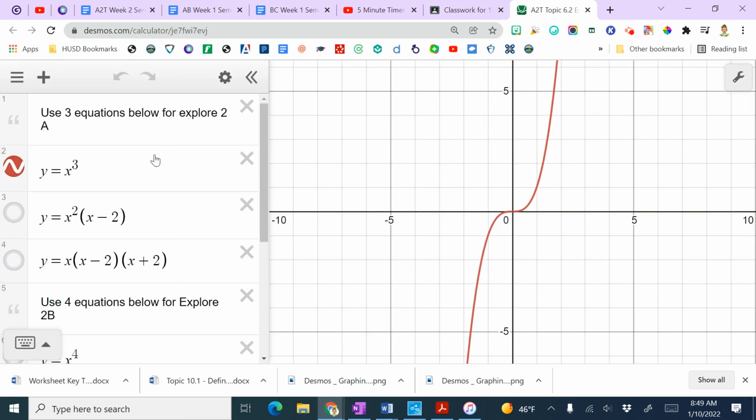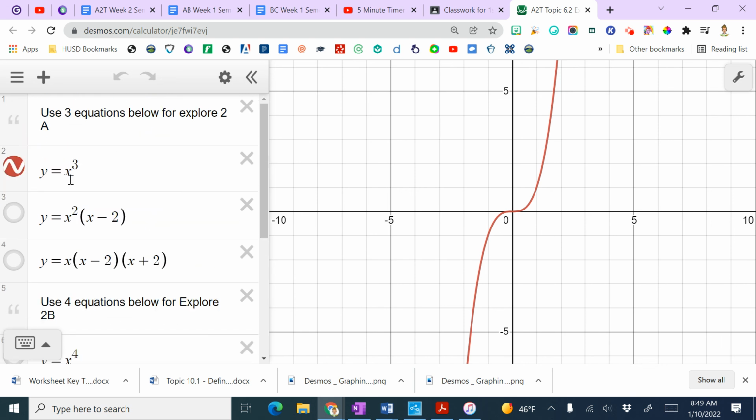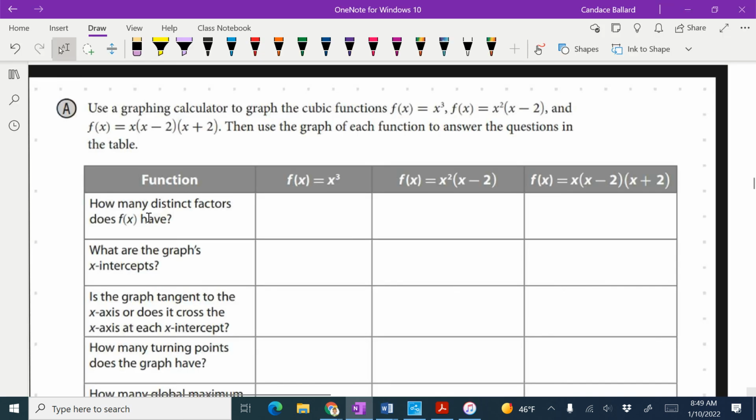Okay, so I split it up again. The first 3 are for Explore 2A. The second 3 are for Explore 2B, okay? So that we can quickly see the graphs and we don't have to put all of that in there ourselves. All right, so use a graphing calculator to graph the cubic functions. f of x equals x cubed, f of x equals x squared times x minus 2, and f of x equals x times x minus 2 times x plus 2. Then use your graph of each function to answer the questions in the table, okay?